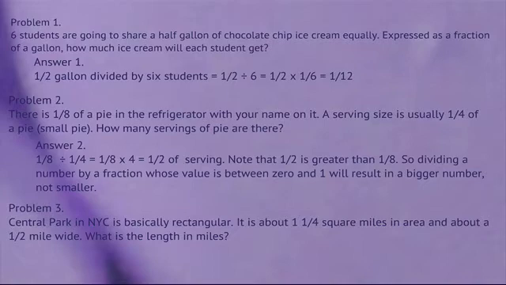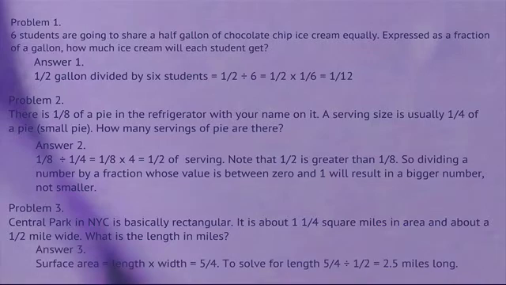Let's try a third problem. Central Park in New York City is basically rectangular. It is about 1 1/4 square miles in area and about 1/2 mile wide. What is the length in miles? So let's look at the information that we have. We know the area, 1 1/4 square miles. That's also equal to 5/4 square miles. And we also know the width, 1/2 mile.